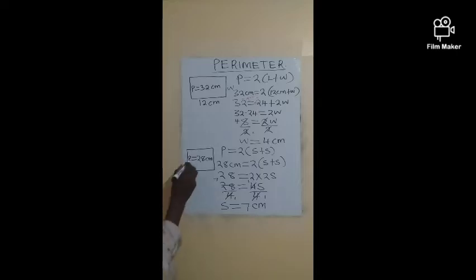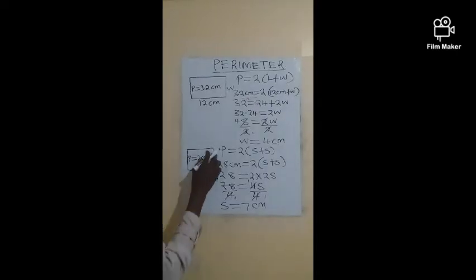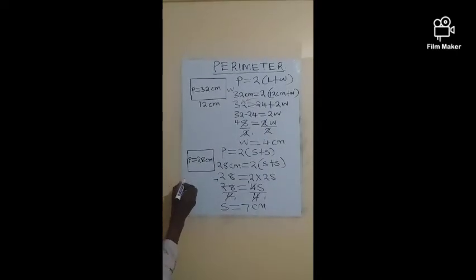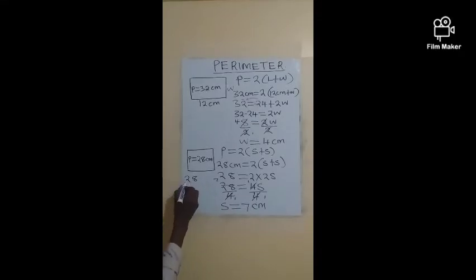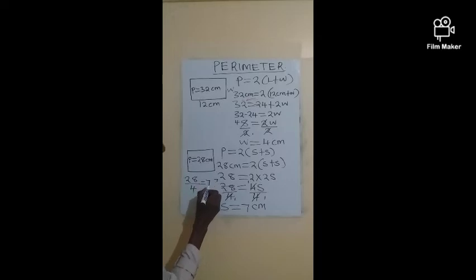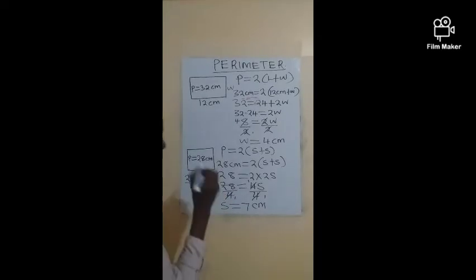Another way to find the side of a square from its perimeter, you can simply take 28 and then divide by 4, which is going to give you 7 centimeters.